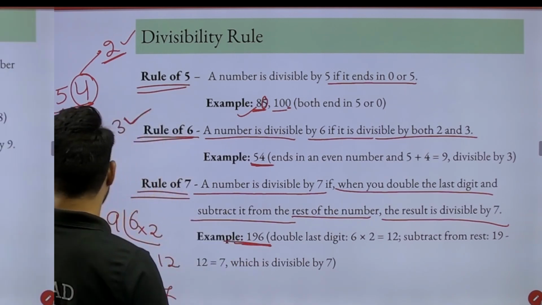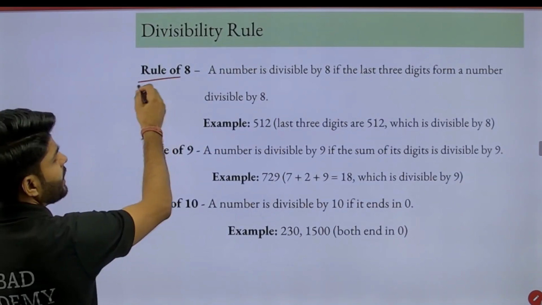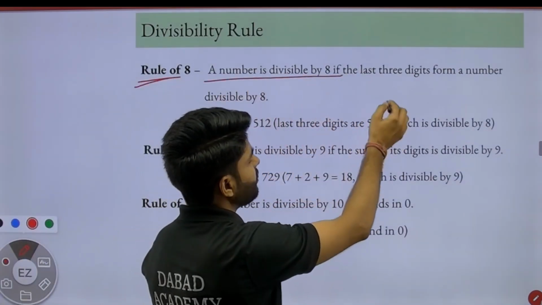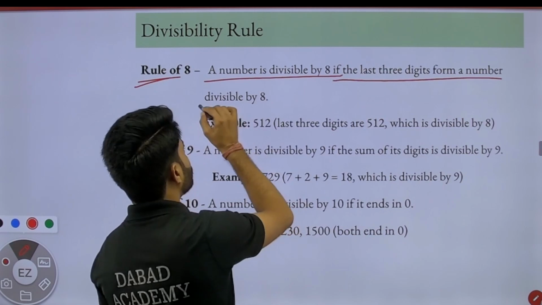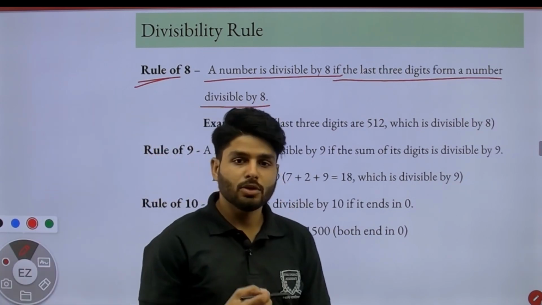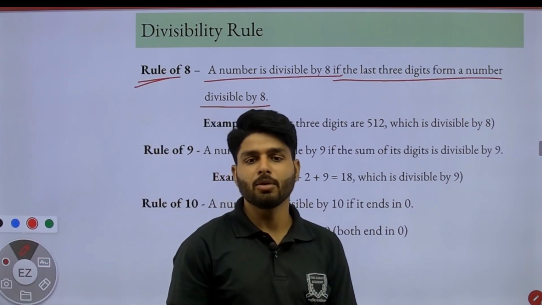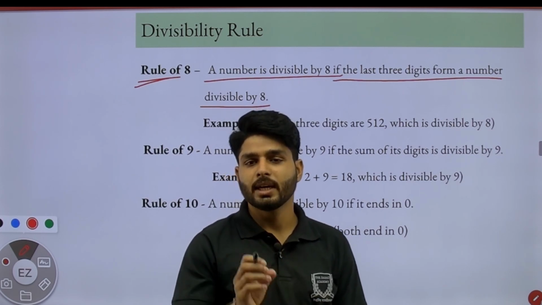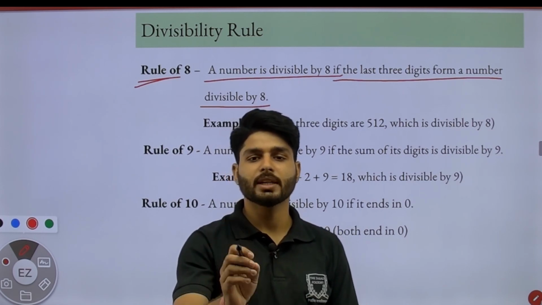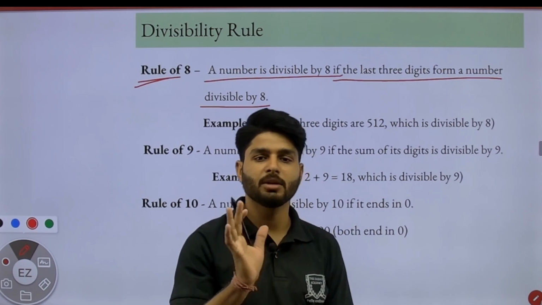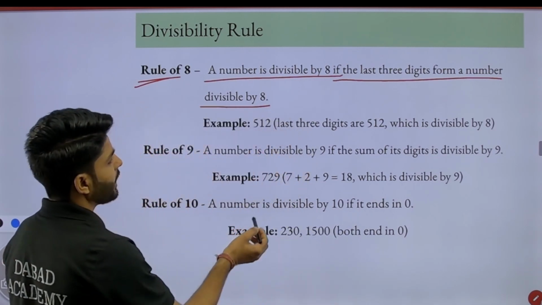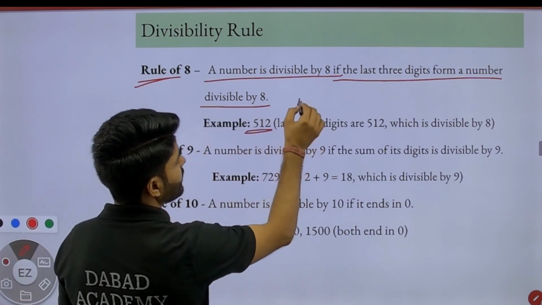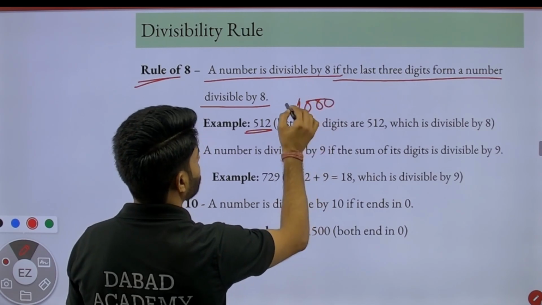Now we have the next rule, the divisibility rule of 8. A number is divisible by 8 if the last 3 digits form a number divisible by 8. It means a number is divisible by 8 when its last 3 digits are either 000 or form a number divisible by 8, so the entire number will be divisible by 8. So the number example is 512. We can easily take another number example, that is 1000.